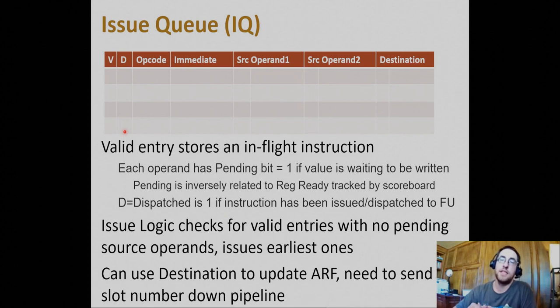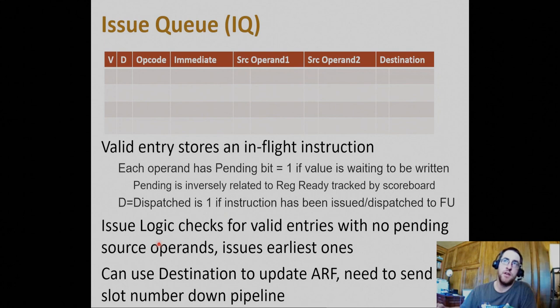So the logic inside of issue is going to look for a valid entry of the issue queue that doesn't have pending operands. So they're not waiting for their values to be written. And it'll issue the earliest one in program order that is valid and not pending and hasn't been dispatched already.